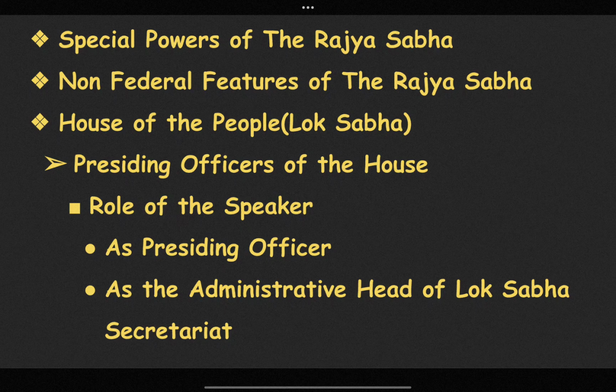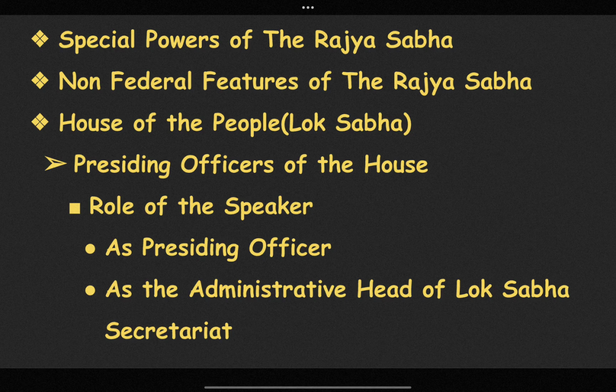There is a reservation of scheduled caste, scheduled tribe and women. Women reservation was done by the 106th Amendment Act 2023. The term is 5 years, which can be extended for not more than 1 year at a time during national emergency, and it can be dissolved before the end of its term.